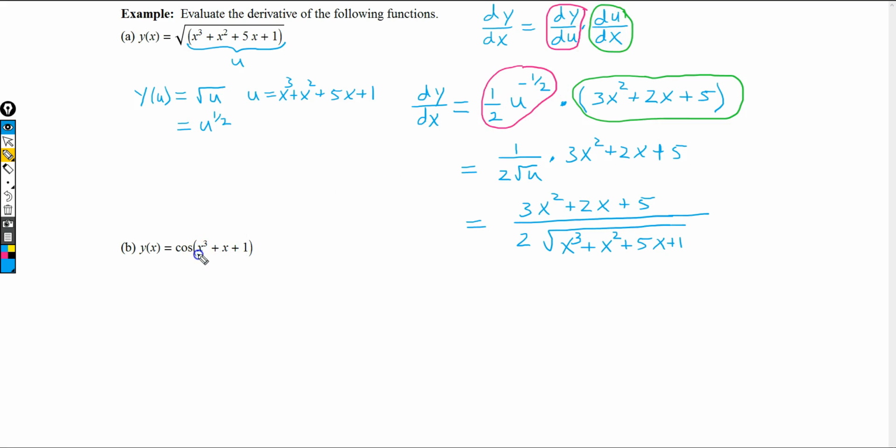So it seems reasonable to pick the u to be the inner part again. That's generally what you're going to do, in which case y of u is going to be the cosine of u. And of course the u is our x cubed. And then dy dx.